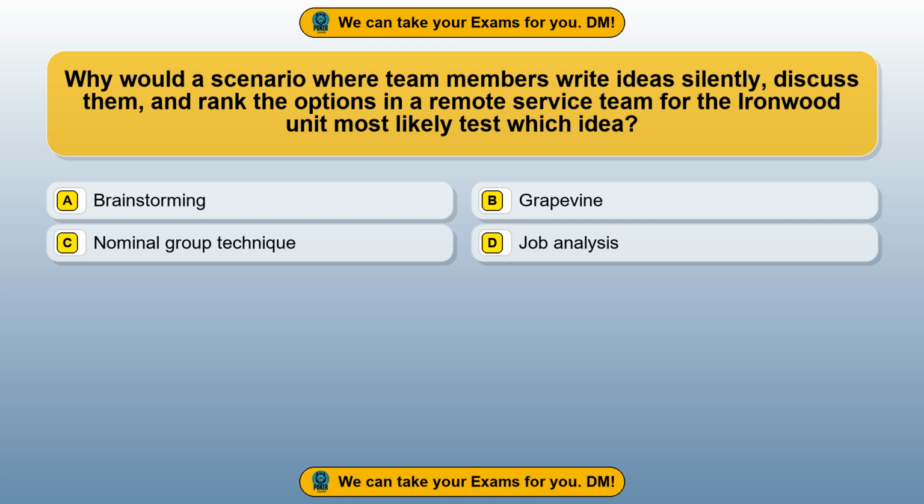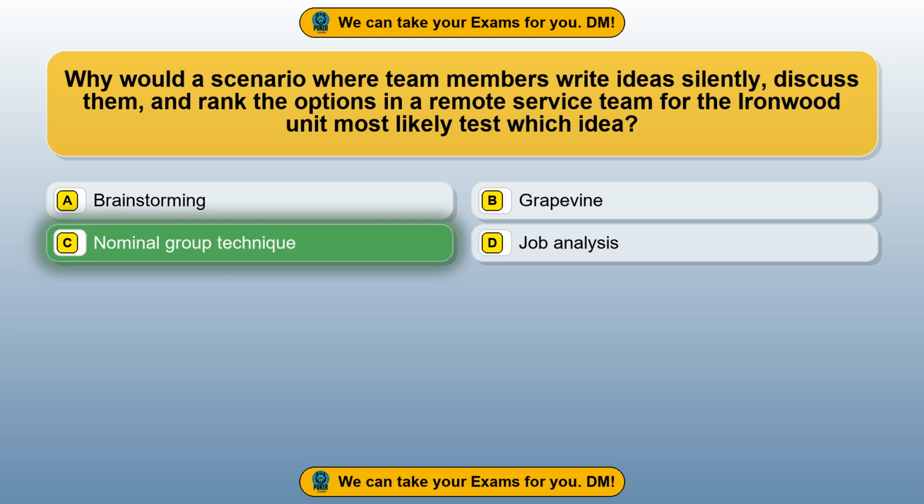A scenario where team members write ideas silently, discuss them, and rank the options in a remote service team for the Ironwood unit would most likely test which idea? Option A, brainstorming. Option B, grapevine. Option C, nominal group technique. Option D, job analysis. The correct answer is option C, nominal group technique.